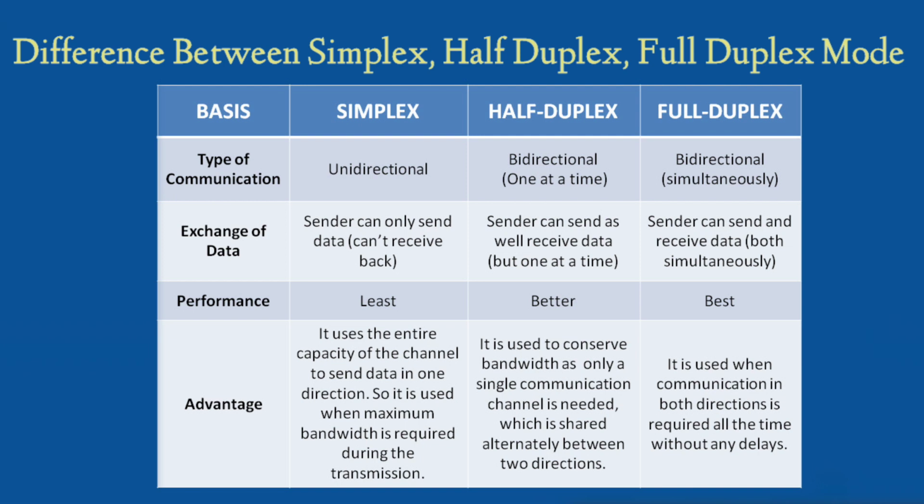Advantages: simplex uses the entire capacity of the channel to send data in one direction. Half-duplex is used to conserve bandwidth as only a single communication channel is needed, which is shared alternately, whereas full-duplex is used when communication in both directions is required all the time.